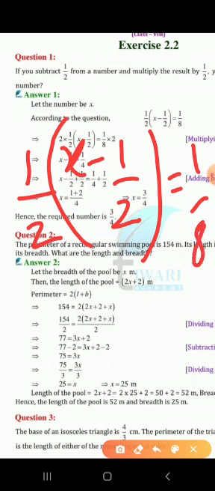Let us try to understand it one more time. That unknown number, let it be x. You are subtracting half from it, so it will be x minus half. We have put it inside the bracket because the answer we don't know, and whatever the answer is, we are multiplying it by half, so that the result is equal to 1 upon 8.